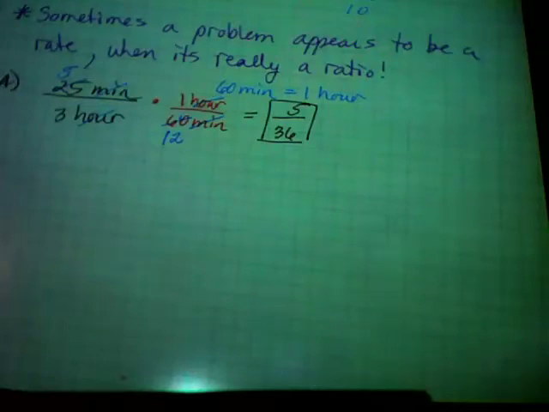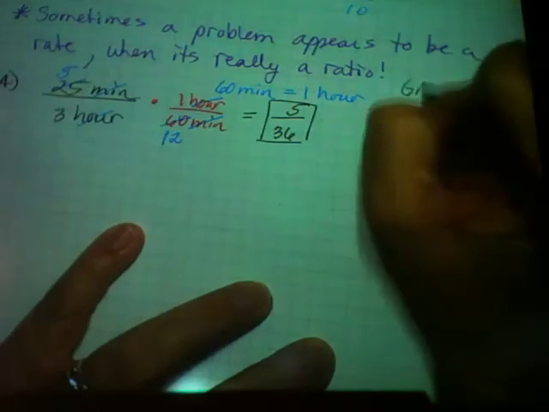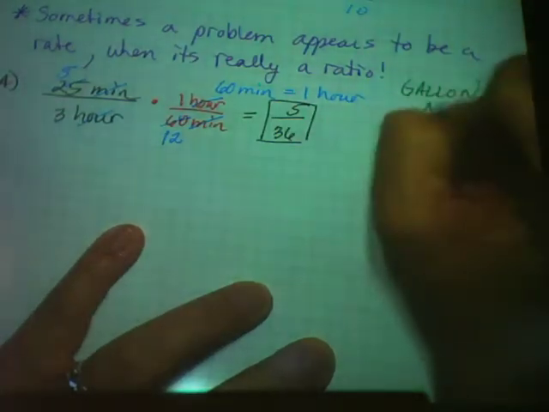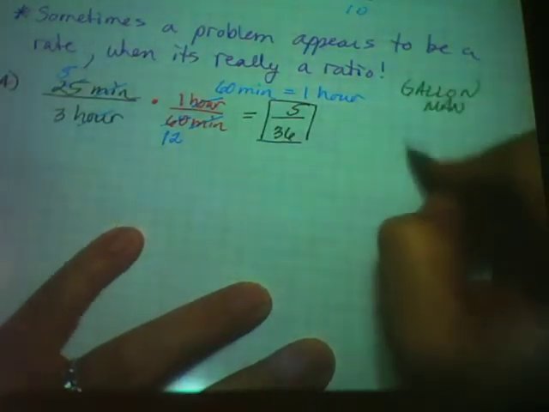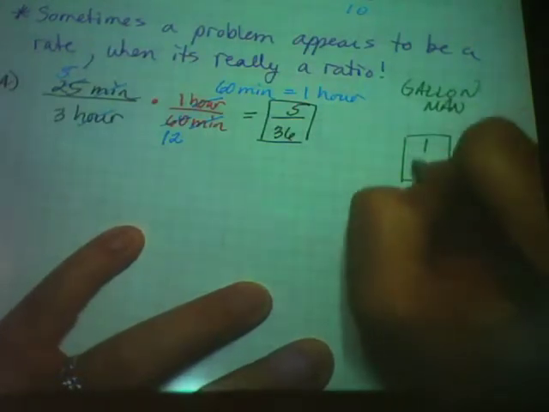Now you do have a red Algebra 1 book. I believe the conversions are on the back cover. If not, you're going to have to look them up. Also, here's another thing to help you out. Here is Gallon Man, my favorite guy. He's great. So here is his body. His body is 1 gallon.